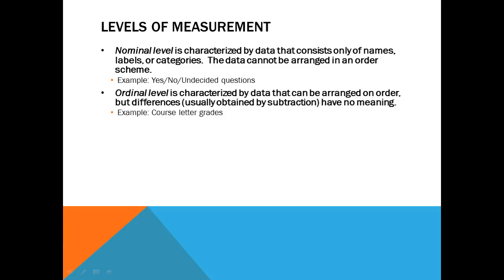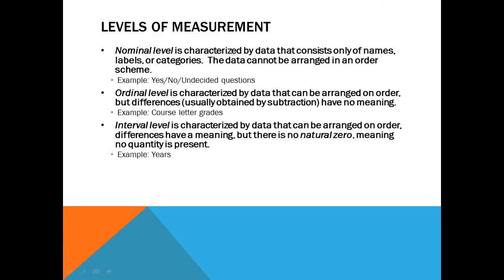Ordinal level, data that you can arrange in some sort of order, but when you take the differences between them, and obviously when we talk differences, we're talking subtraction, it doesn't have any meaning. The great example there is course letter grades. Clearly, A is better than B, is better than C, is better than D, is better than F, but you can't really subtract A minus C. It doesn't make any sense per se. There's no real level of meaning with the difference.